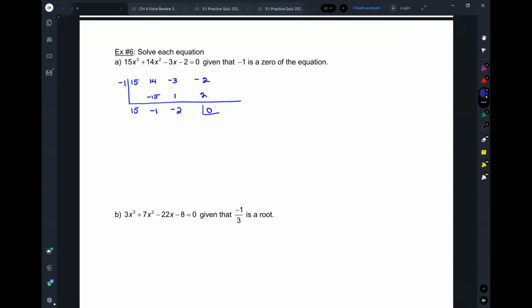So now let's rewrite the polynomial. This is a 0 of -1. That means the factor associated with that would be what? X plus 1. And then from here I get 15x squared minus x minus 2 equal to 0.